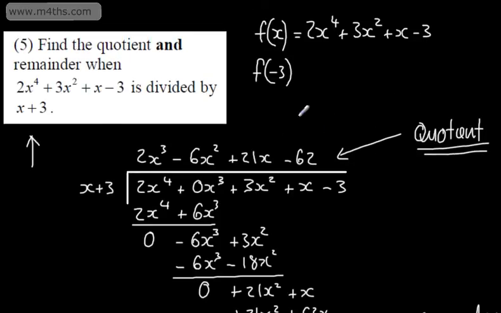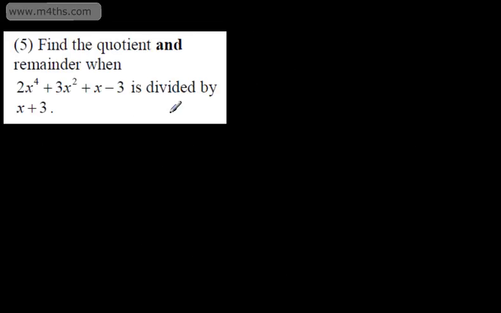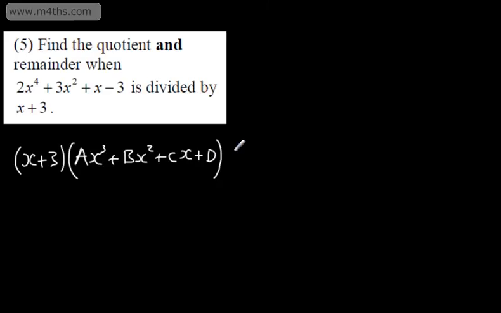Okay, so that is using polynomial long division and using a placeholder. We didn't need to use that method. We could have set up an identity. We know that a quartic divided by a linear would give us a cubic, so I could have written that x plus 3 multiplied by some cubic ax cubed plus bx squared plus cx plus d plus a remainder could now be set equal to 2x to the fourth plus 3x squared plus x minus 3.